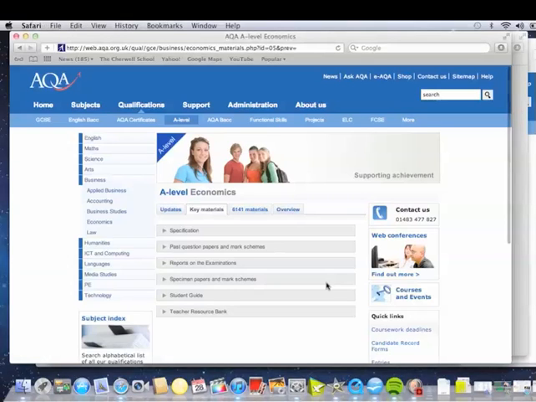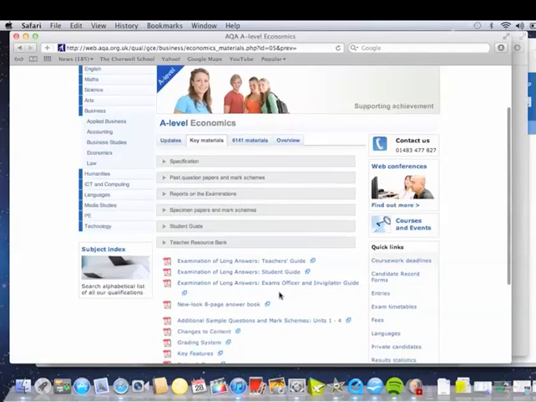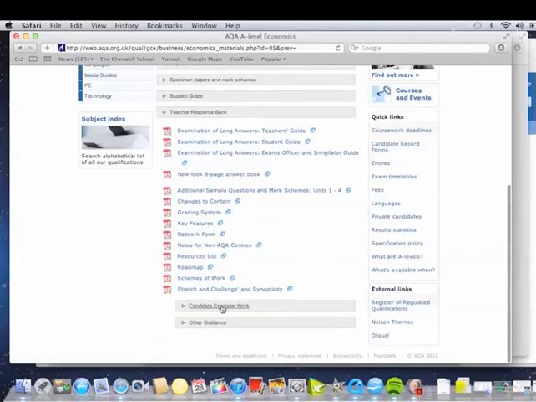Okay, so this is for AS Economics, and it's to help you with the 25-mark response, which I know is often a concern. So you're looking here at the AQA Economics webpage, and it's quite tricky to find this material I'm going to show you. So you want to come right down here to Teacher Resource Bank, click on that, and then you have to scroll down again, and we've got candidate exemplar work.